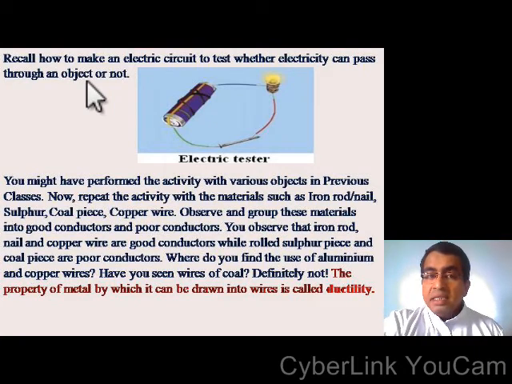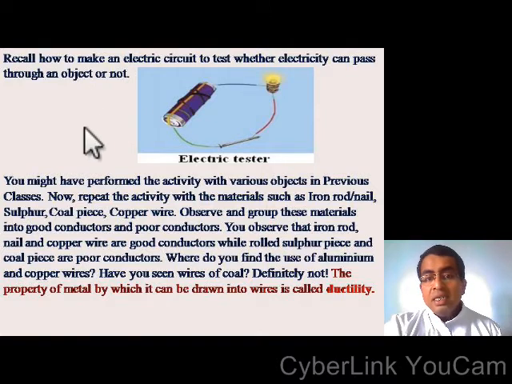Recall how to make an electric circuit to test whether electricity can pass through an object or not. This you might have studied in 7th standard. You might have performed the activity with various objects in previous classes. Now repeat the same activity with the materials such as iron rod, nail, sulfur, coal piece, copper wire, etc. Observe and group these materials into good conductors and poor conductors. You observe that iron rod, nail, and copper wire are the good conductors of electricity, while rolled sulfur piece and coal piece are poor conductors of electricity.